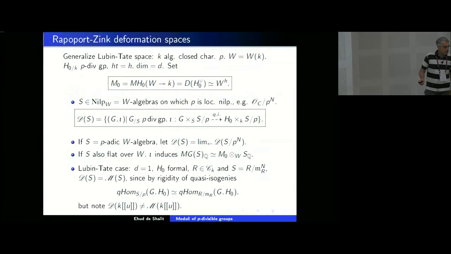Sorry? No, M was my notation for the Lubin-Tate deformation functor, and D is for the Rapoport-Zink.